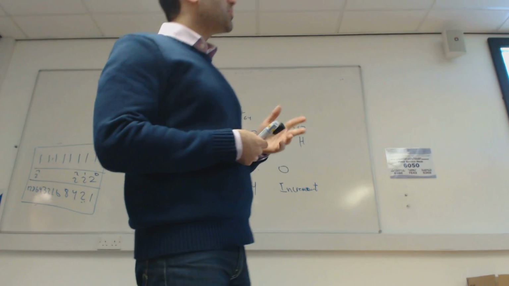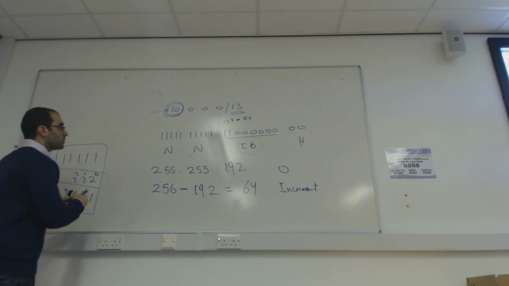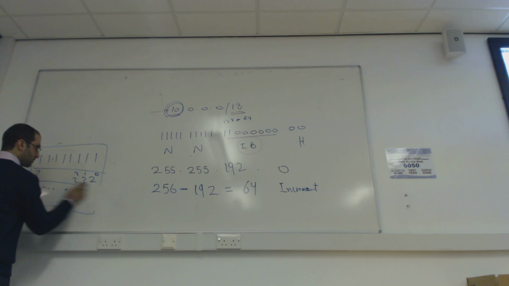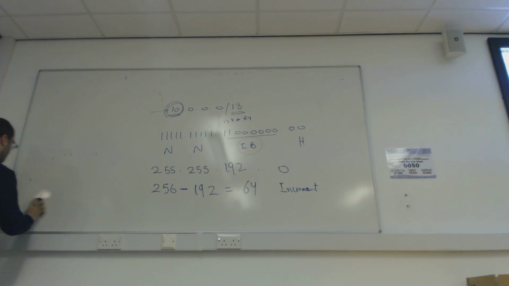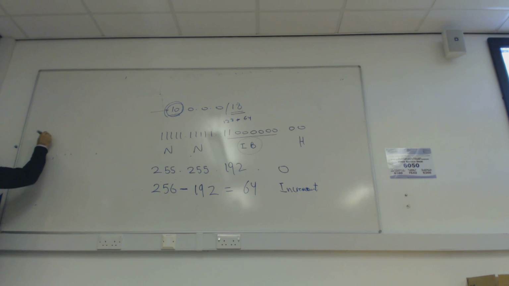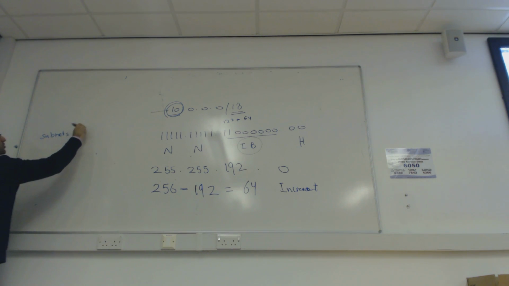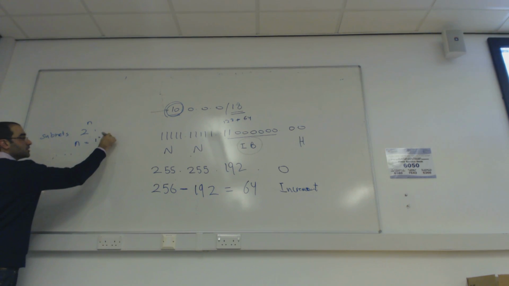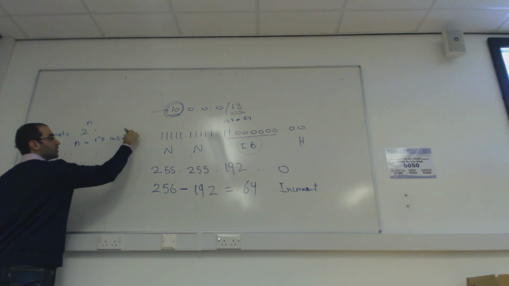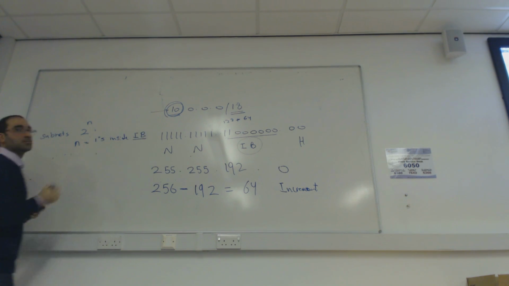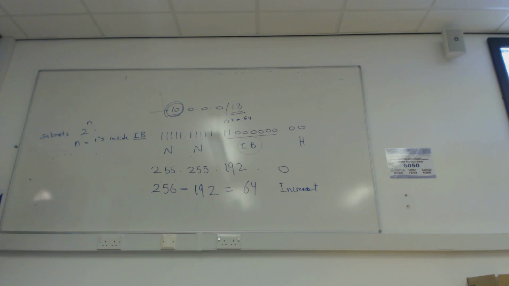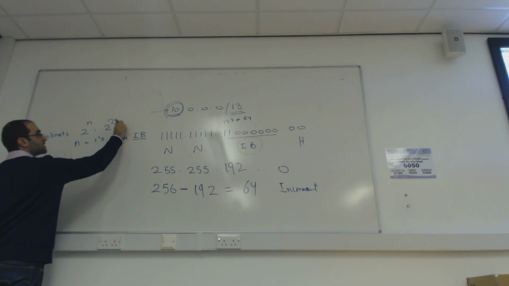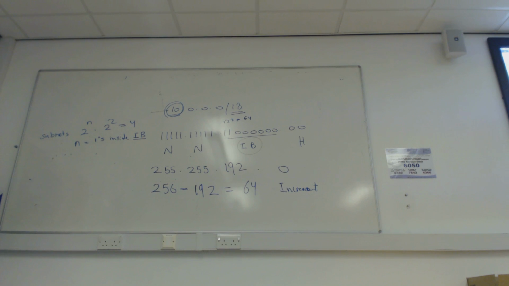Part E, number of subnets. So the equation to know the number of subnets: your subnets are 2 to the power of n, and n is the number of ones inside your interesting byte. So that's 2 to the power of 2, and that's 4 subnets. Okay?